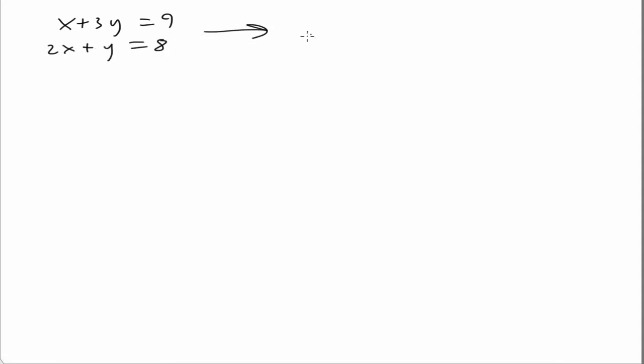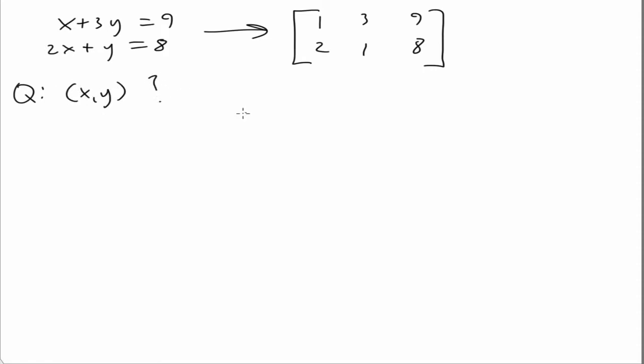And then, of course, what we've done is change this to a matrix notation. We have 1, 3, 9 and 2, 1, 8. That's just a more efficient notation. Now, of course, back to our question: what I want to know is, what's the solution? What x, y's solve this equation?